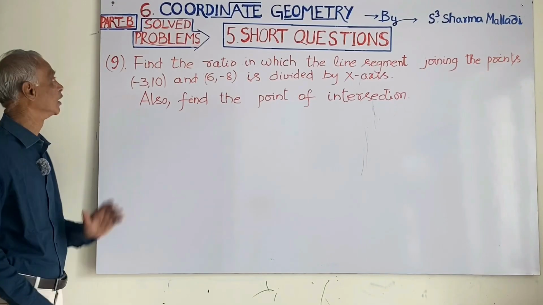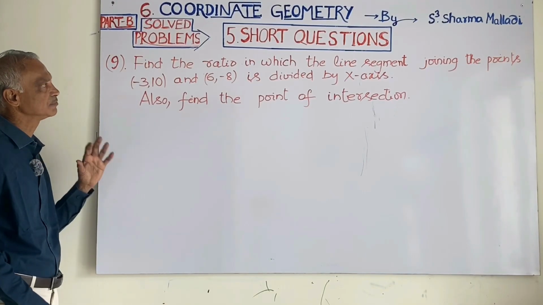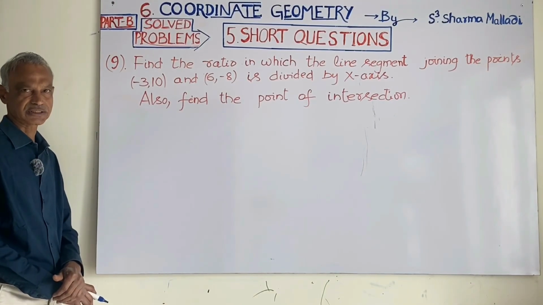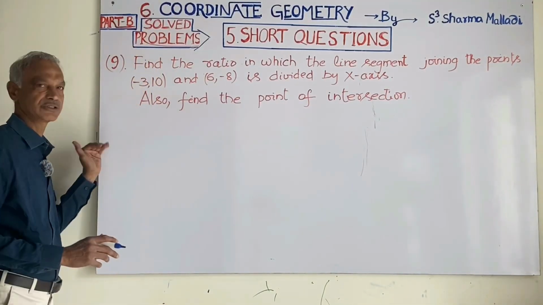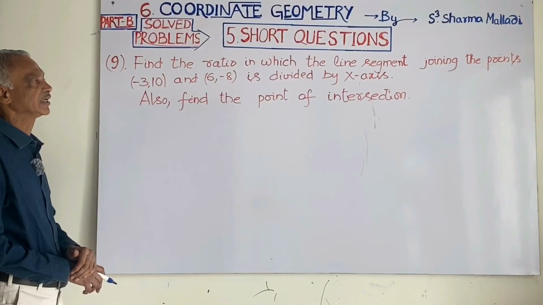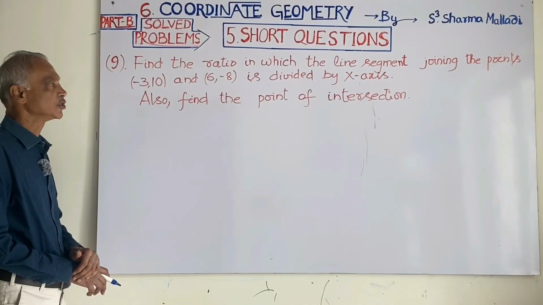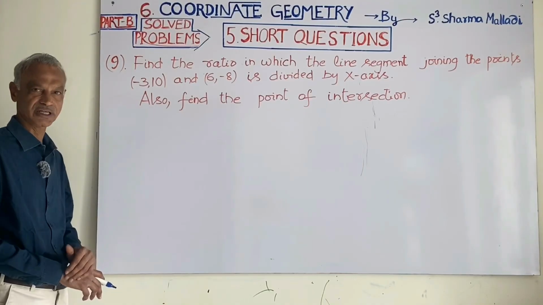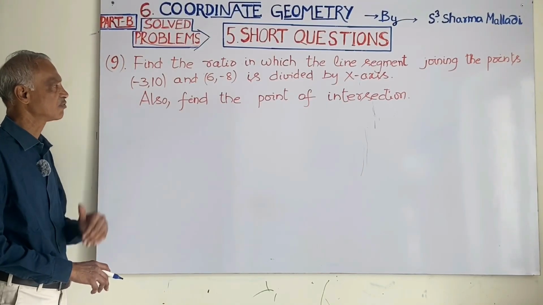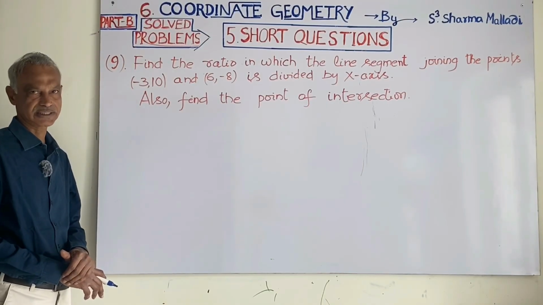Hi students, now part B, solved problems, short questions. Already very short questions are over. Now what is the ninth problem in short questions? Find the ratio in which the line segment joining the points (-3, 10) and (6, -8) is divided by the x-axis. Also find the point of intersection.